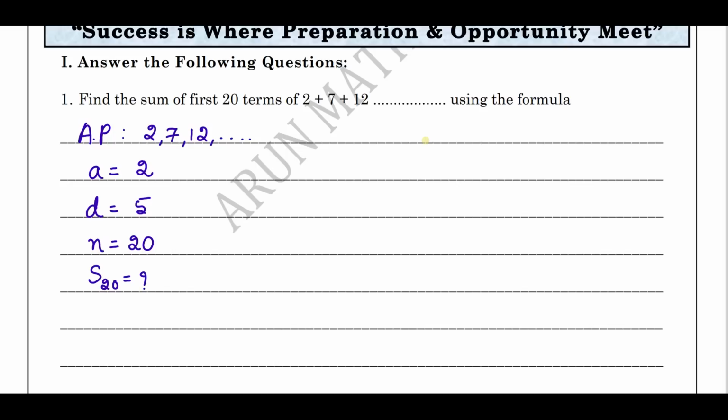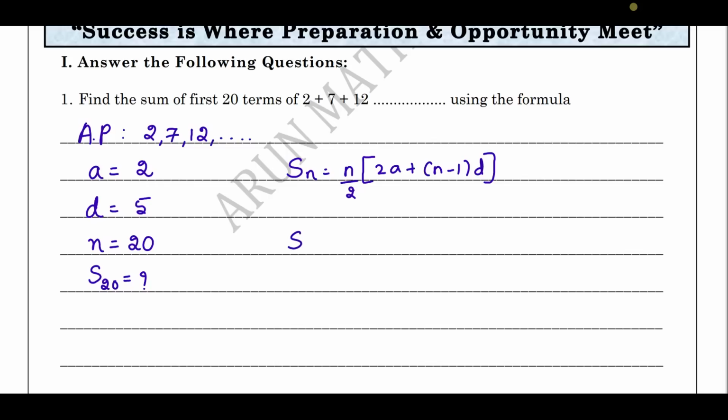What is the formula to find out the sum of first 20 terms? It is Sn equals n by 2 times 2a plus n minus 1 into d. So based on the sum of n terms formula and nth term formula, definitely you can expect a question.